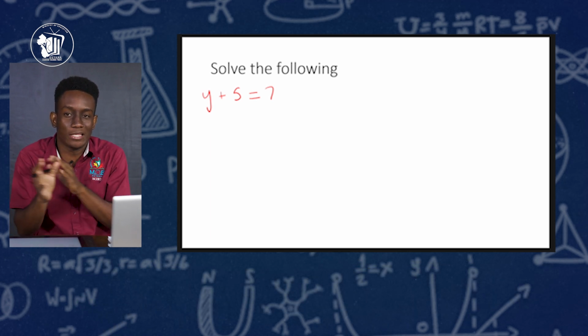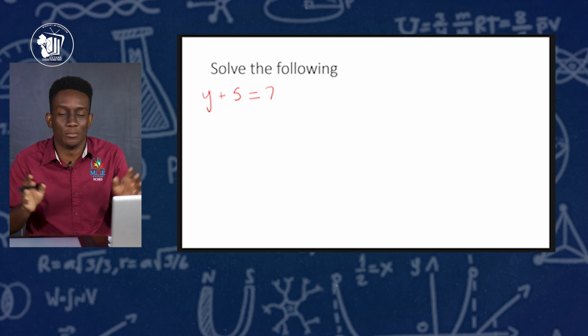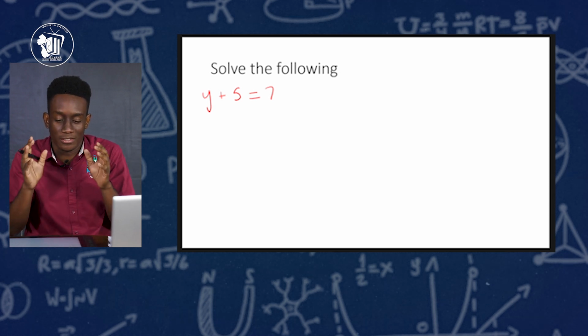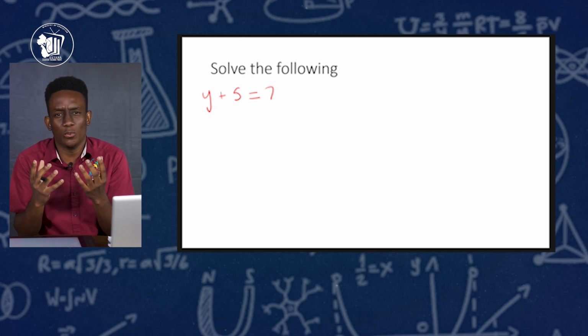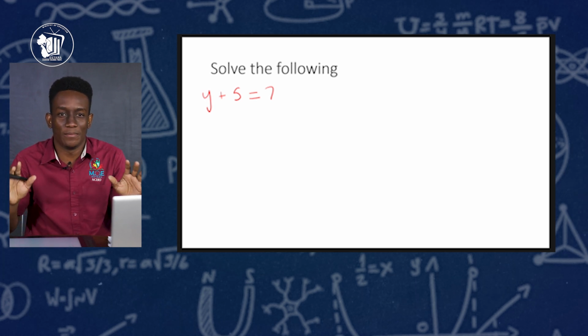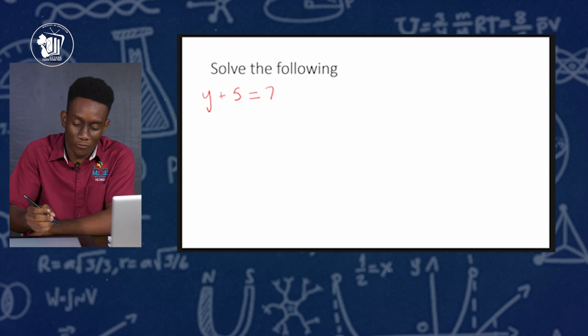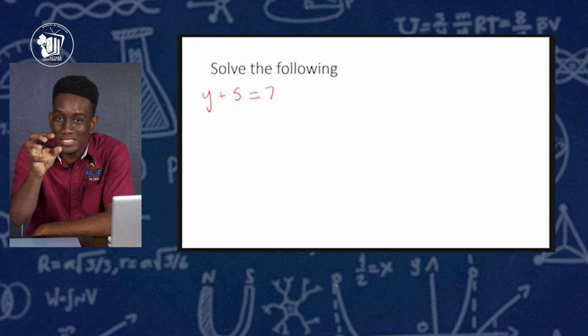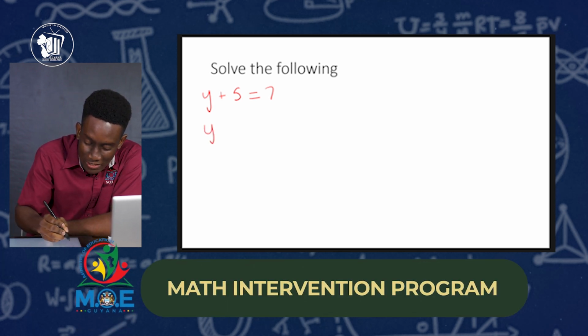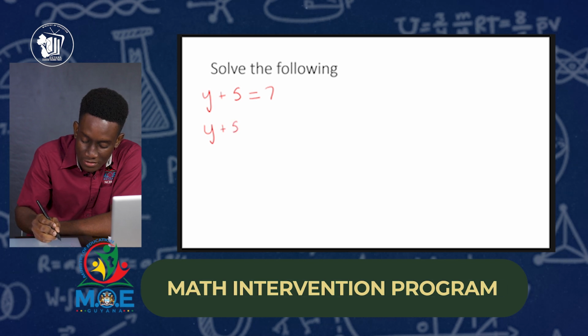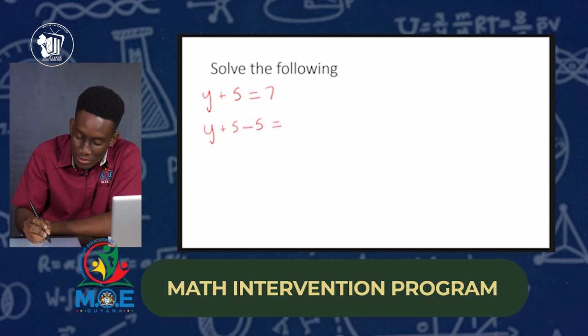We do that by getting rid of all the other numbers surrounding the unknown. So we have 5 of something. What can we do to get rid of that 5 of something and make it equal 0? Of course, if you have 5 of something, all you have to do is take away that 5 of something. So to solve this equation, we have y plus 5, and to get rid of this 5, we subtract 5, is equal to 7.